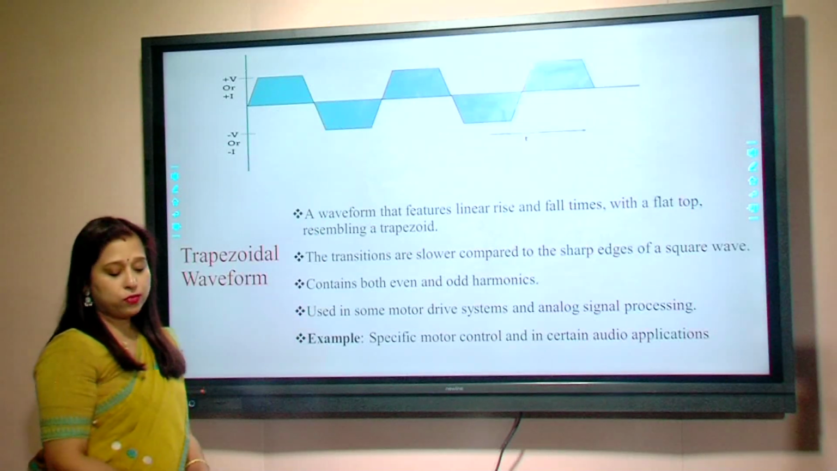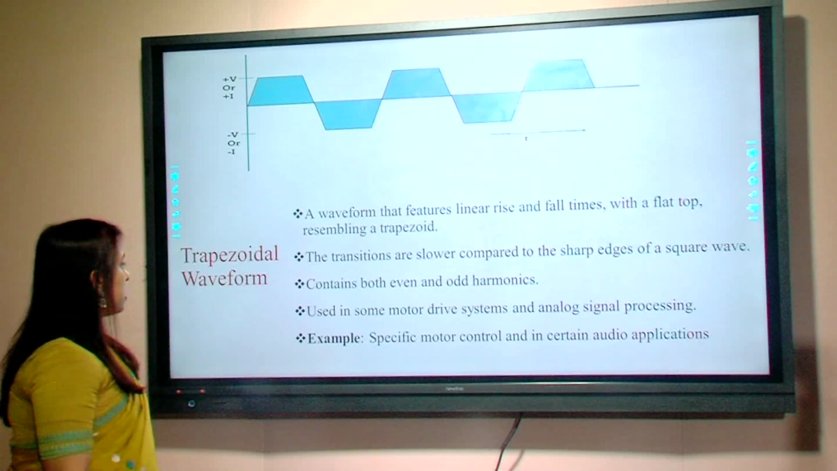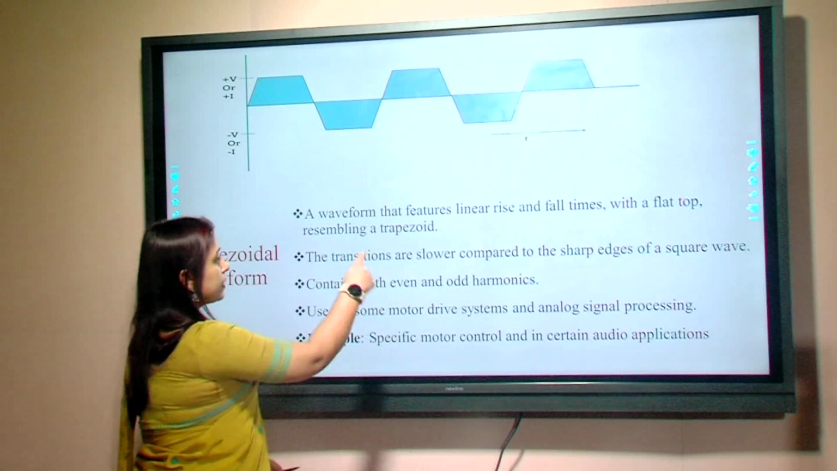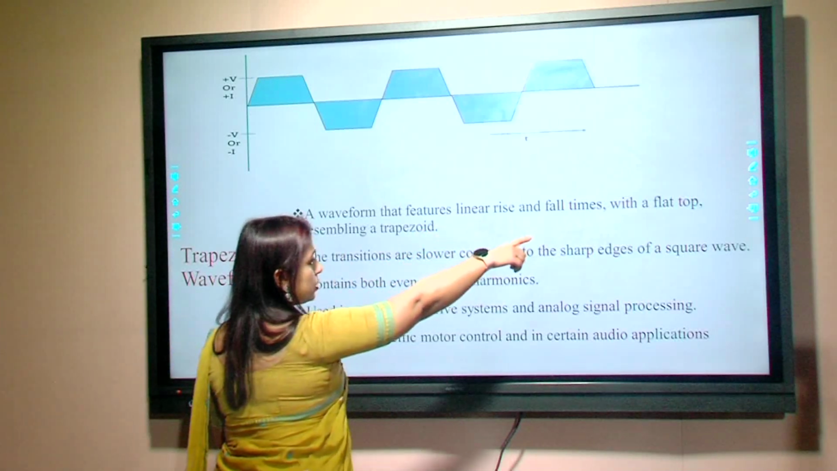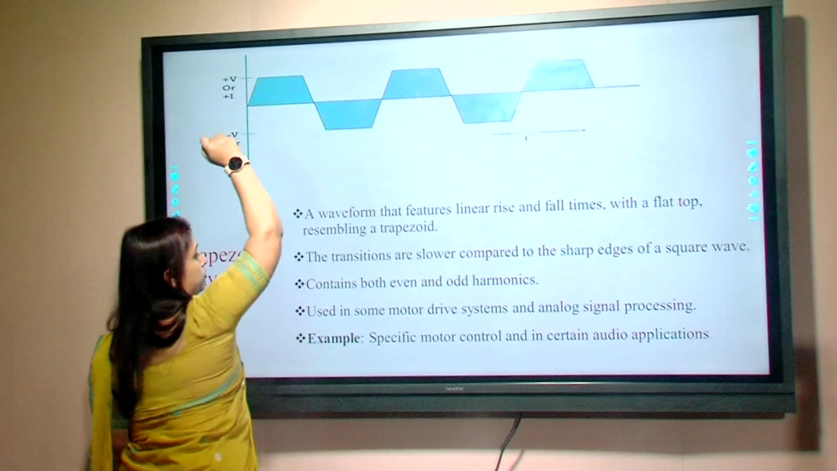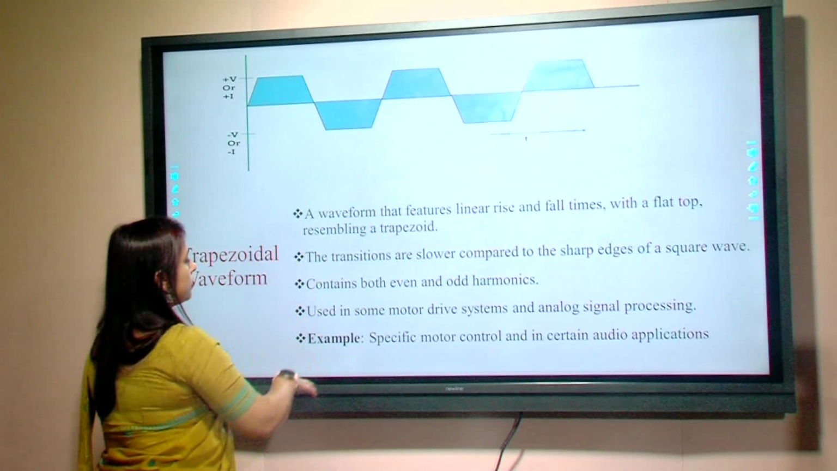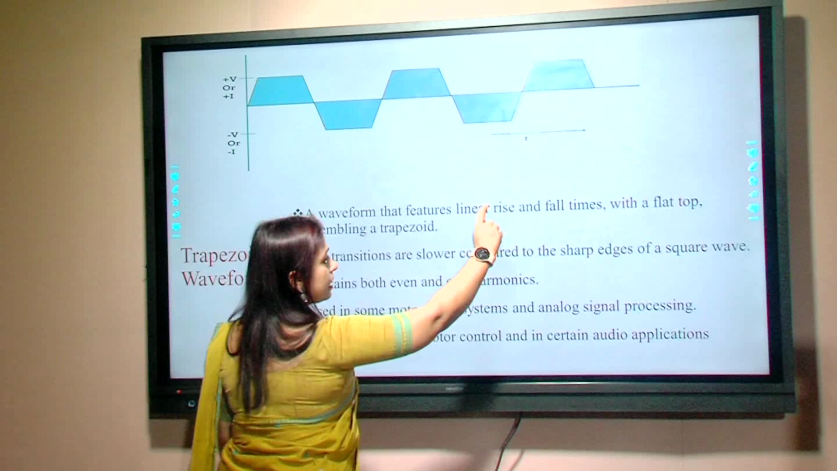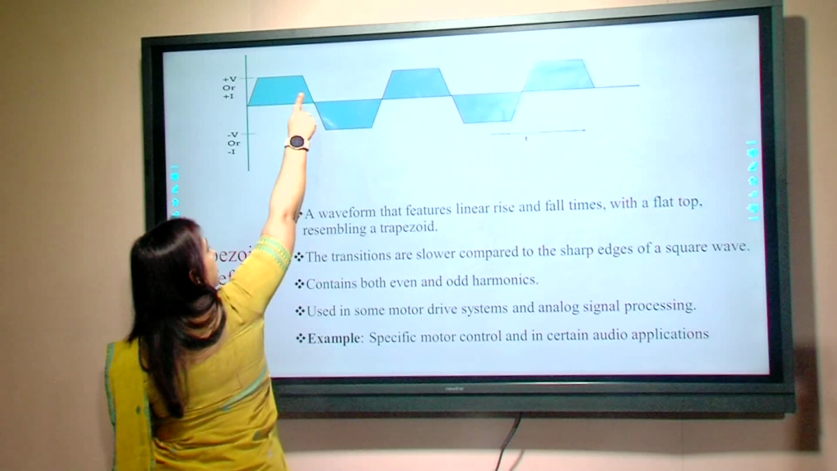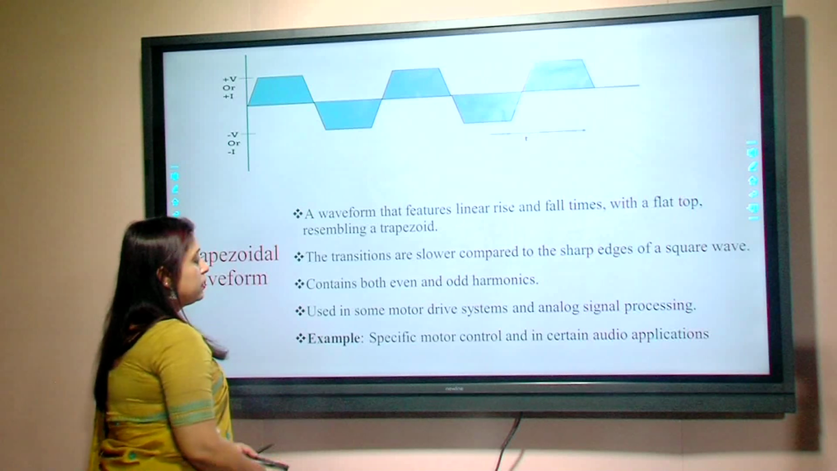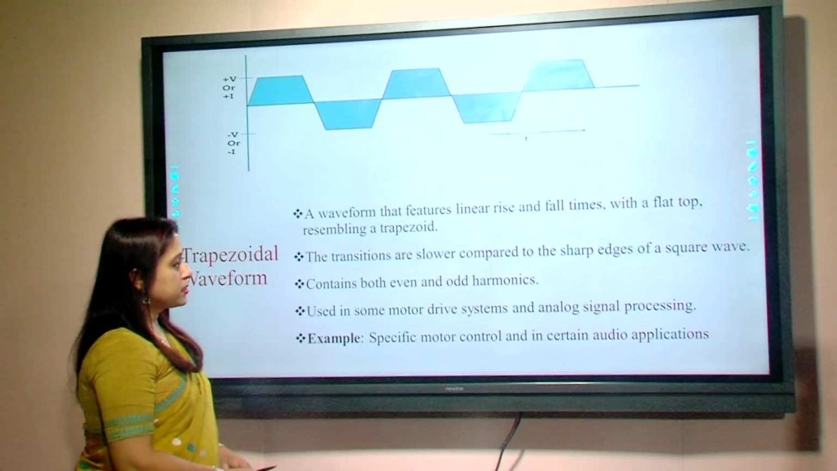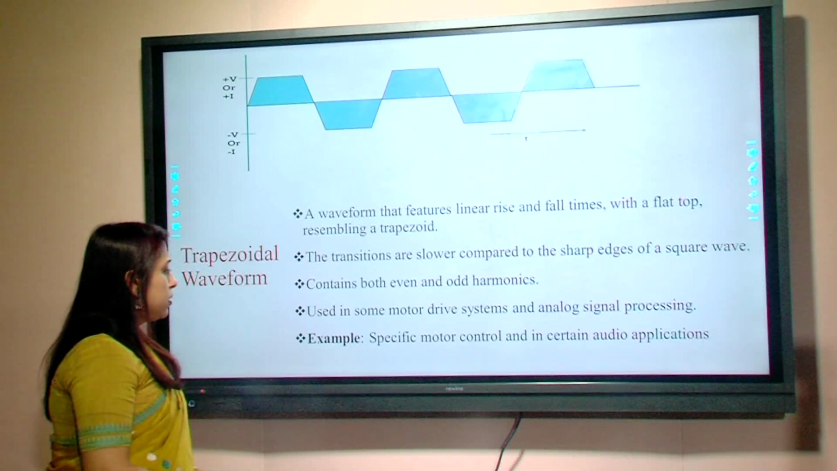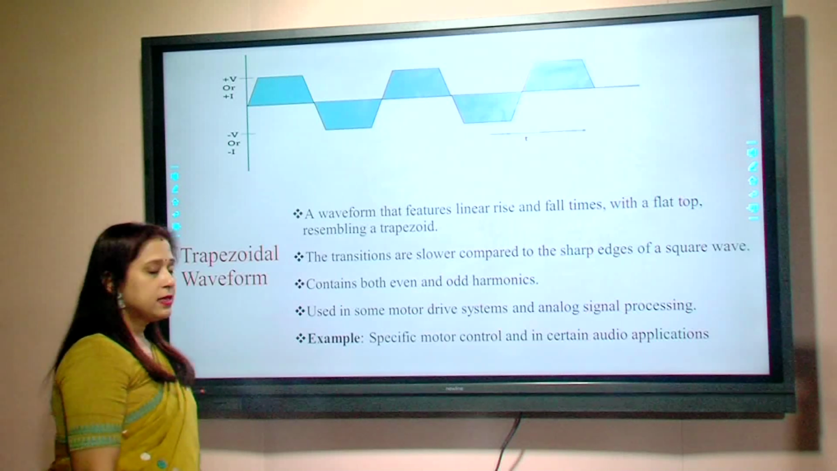There is a kind of waveform which is said to be trapezoidal waveform. In case of trapezoidal waveform, as you can see, it features the linear rise and fall times with a flat top which resembles a trapezoid. Here the transitions are slower compared to the sharp edges of a square wave. This kind of waveforms are used in motor driving systems and analog signal processing.